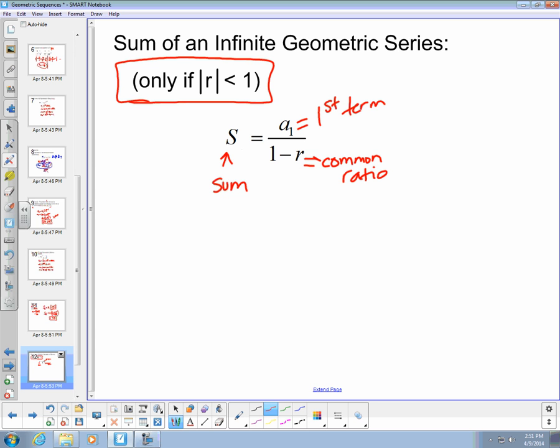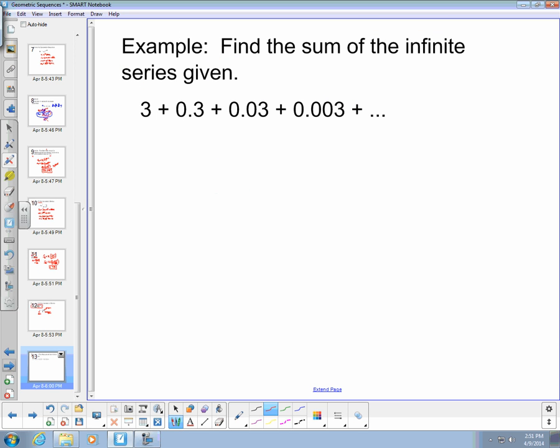Okay, so let's look at an example. Highlight this formula in your notes. Okay, find the sum of the infinite series given. So we're not just adding up the first 4 terms, we're adding up every term, which we can't list out. But again, this formula will work if your absolute value of your r is less than 1. So let's find the r first and make sure that the formula is applicable.